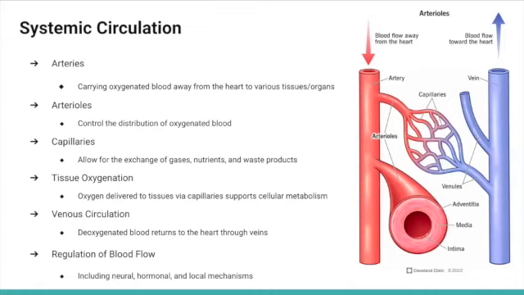Capillaries allow for the exchange of gases, nutrients, and waste products. Capillaries branch into networks, and they're microscopic blood vessels with thin walls that allow for the exchange of gases, nutrients, and waste products between the bloodstream and surrounding tissues. Oxygen diffuses from capillaries into tissues, while carbon dioxide and other waste products diffuse into the bloodstream for removal.